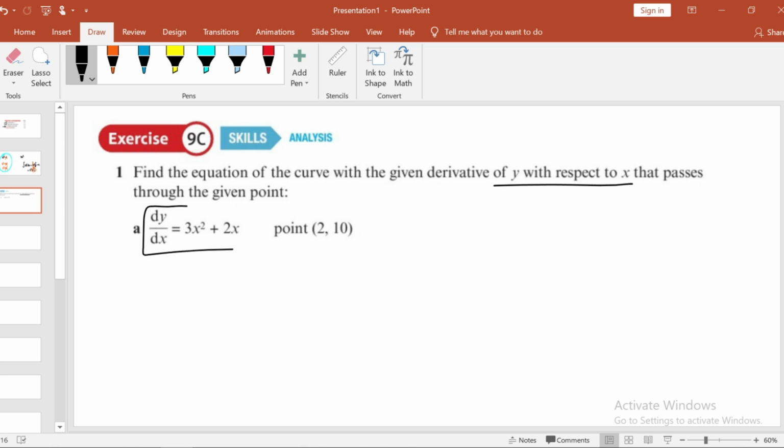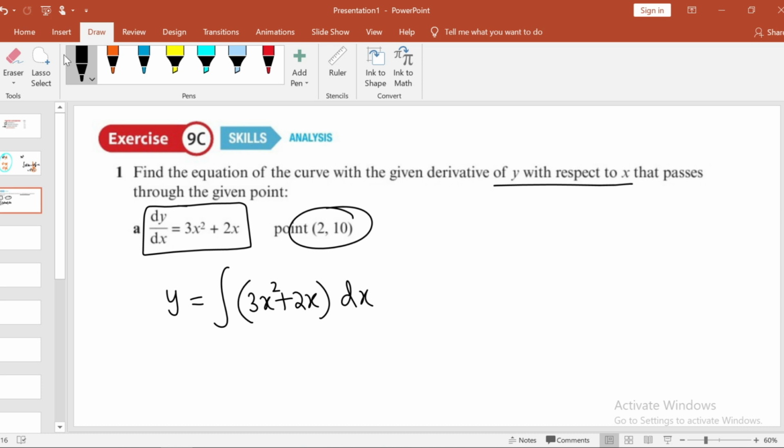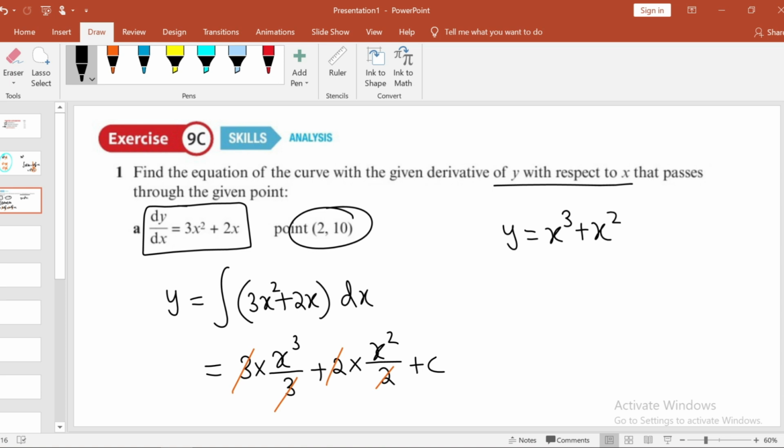So what's given here is dy by dx, right? And passes through this point. You integrate it, dy by dx becomes y. Integral of this one. Understand this step? Yes. When you integrate, it becomes x power 2 plus 1 over 2 plus 1, x power 1 plus 1 over 1 plus 1 plus c. You cancel this. So y is equal to x cubed plus x square plus c.